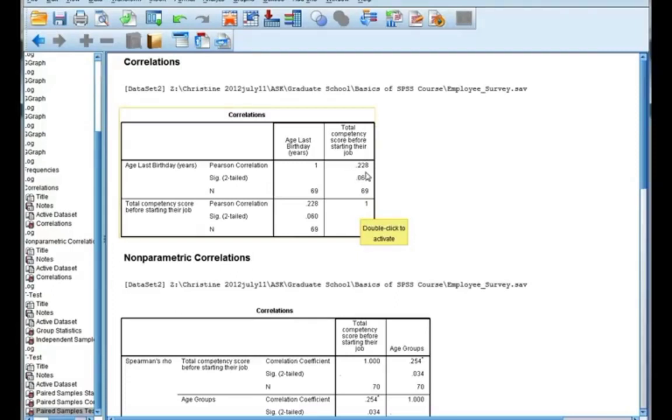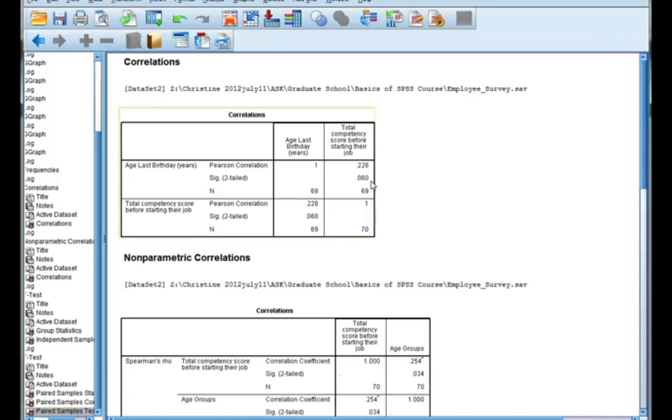Now these correlation coefficients here are both the same because they're the same correlation. So this one is age with total competency, and this one is total competency with age. So it's actually showing the same thing. The first value is our actual correlation coefficient, and this tells us the strength of the linear relationship between our variables. And we can see here 0.228. If we were to look on a table, we would see that this is kind of a small, almost moderate strength, positive correlation because this value is positive.